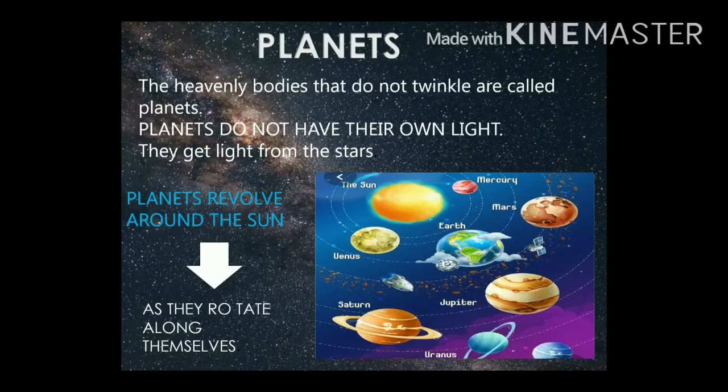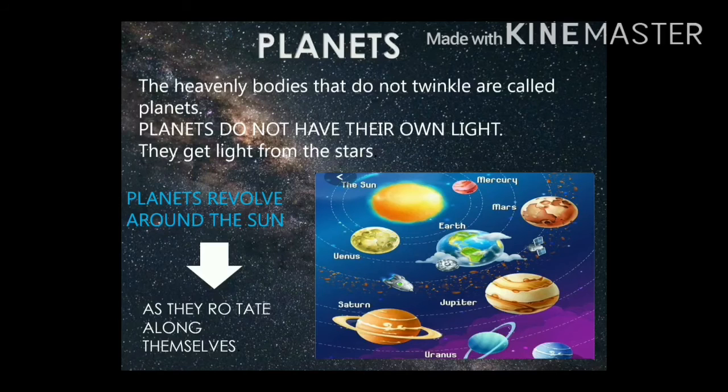As you can see in the picture, sun is there. Some planets are revolving around it. The white dotted line is their orbit. We are going to see about orbit in our next slide. Planets revolve around the sun and they rotate on themselves also. Revolving and rotating are two different words. Revolving means planets are moving around the sun in a round direction, but rotating means they are just rotating themselves.